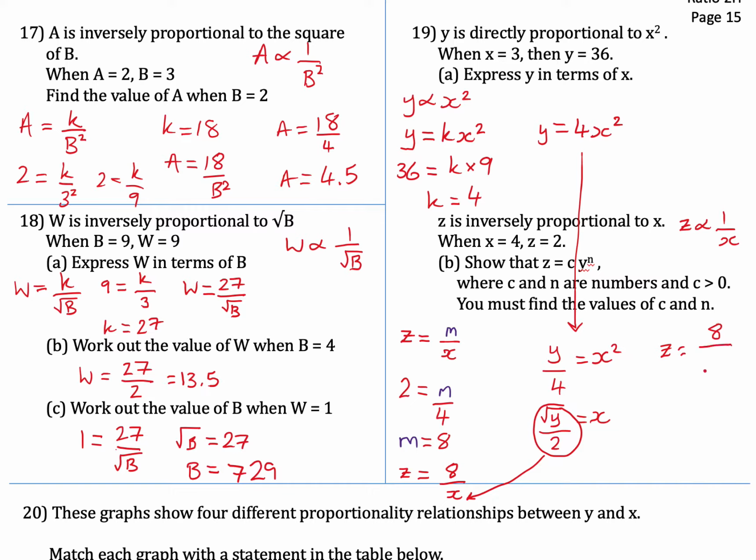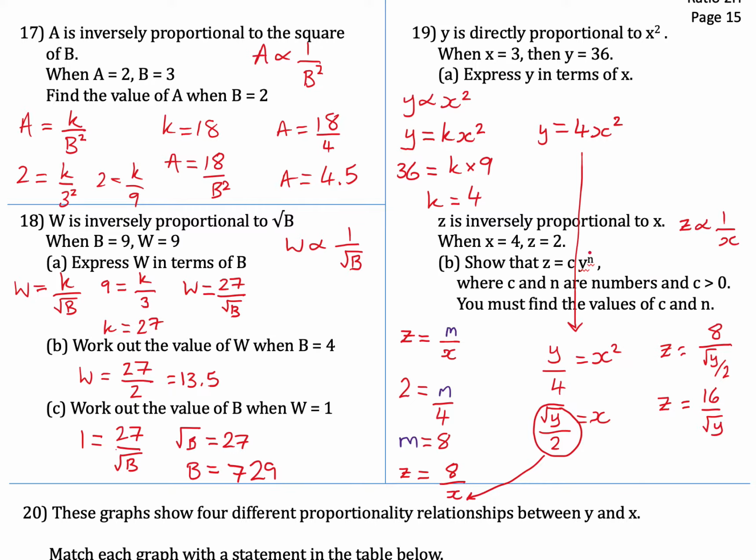8 over, instead of putting x, I'm going to put root y over 2. Now it's not nice to have a fraction within a fraction. So what we can do is bring this 2 up here to times by the numerator. If you think about dividing fractions, you're timesing by the reciprocal. So z is equal to 16 over square root of y.